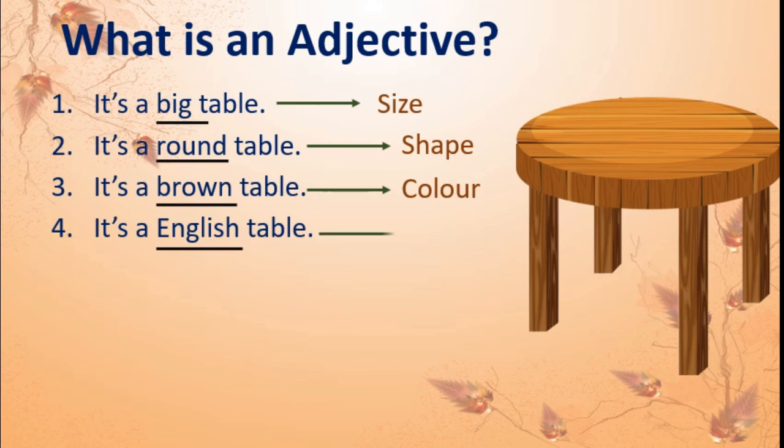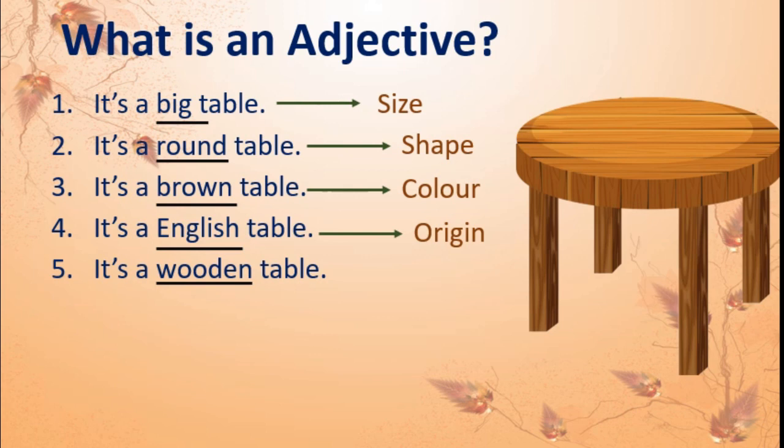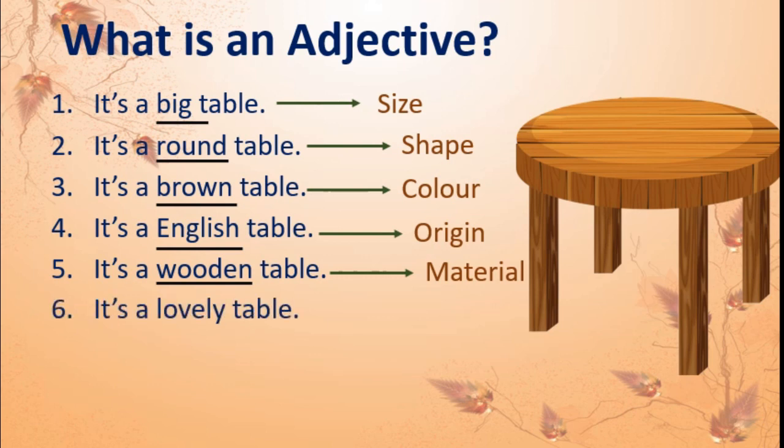So, English means it tells us the origin from where the table came. Got this? The next one is, it's a wooden table. Here, wooden is an adjective. What does it tell us? It tells us the material of the table. Okay, got this?